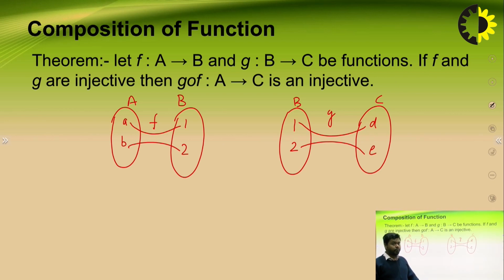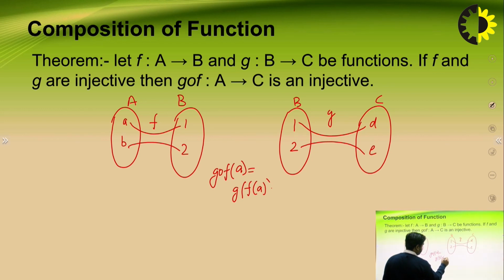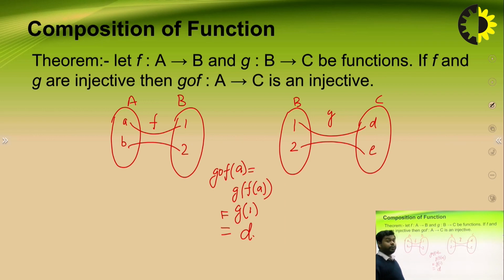Now we have to prove that g of f is injective, meaning A to C is injective. Now I am taking g of f of a. What should be the value? F of a is 1. So g of 1. What is the value of g of 1? G of 1 is equal to d. It means if I take the value a, it goes to d. This is one example of how to show that g of f is injective.